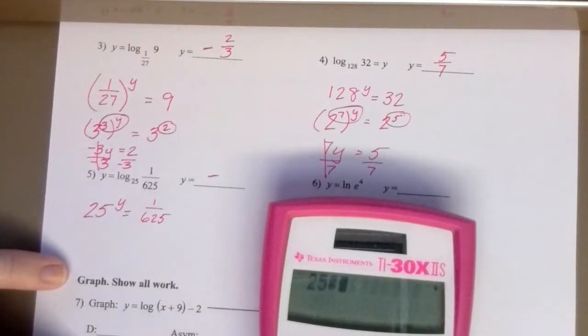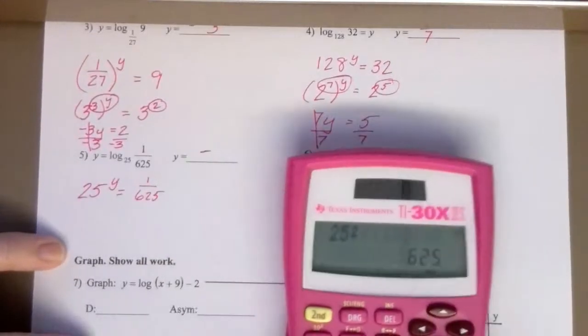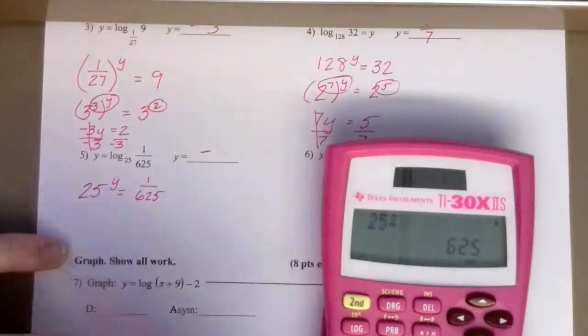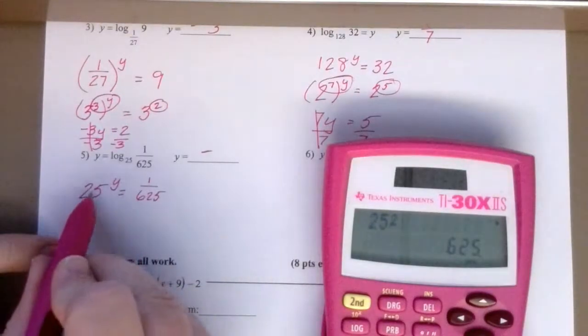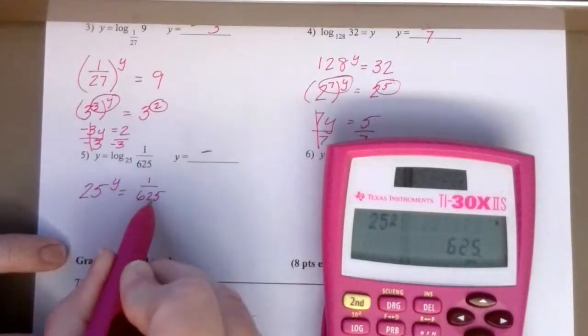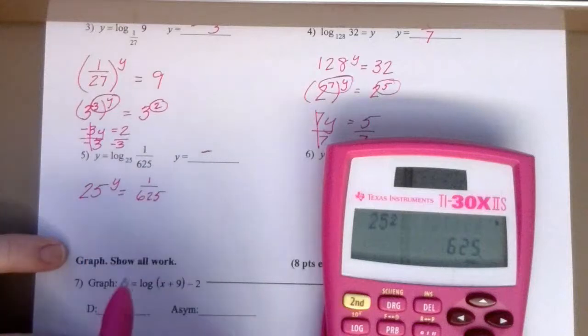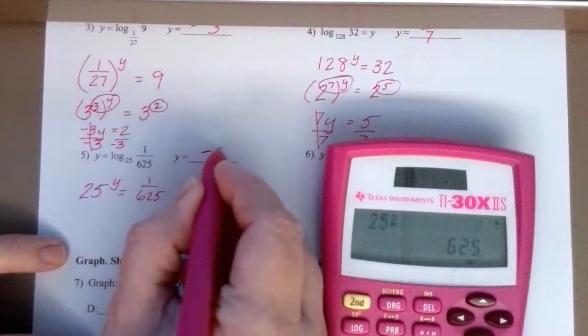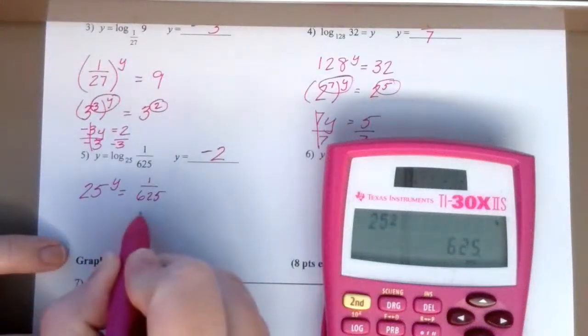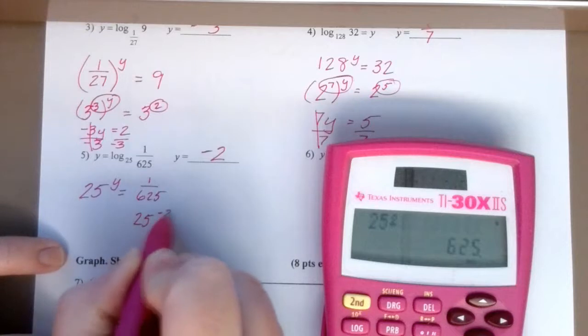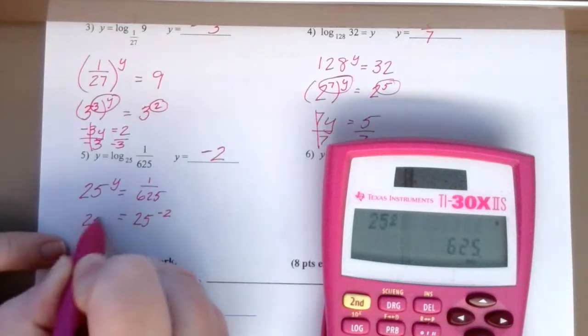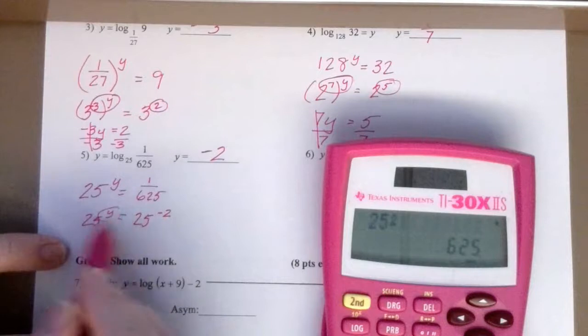25 squared. It is. So we both have powers of 25. If you don't recognize that, you could do powers of 5 if you wanted to also, and you'll get to the same answer. So 25 to the y is equal to 1 over 625. If 625 is 25 squared, what does that mean? My answer is negative 2, because in order to get 1 over 625, this would be 25 to the negative second equals 25 to the y. Matching bases, y equals negative 2.